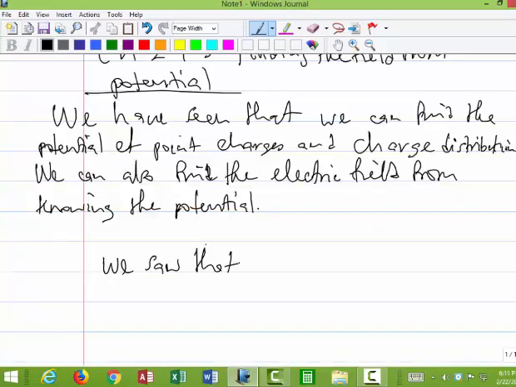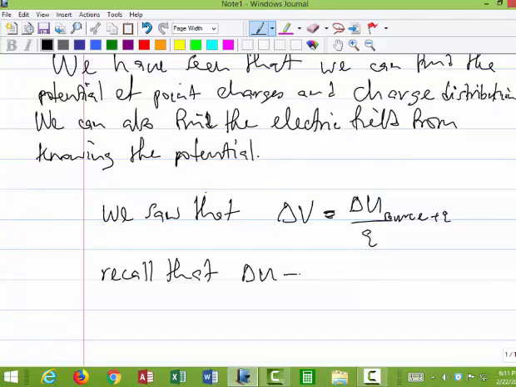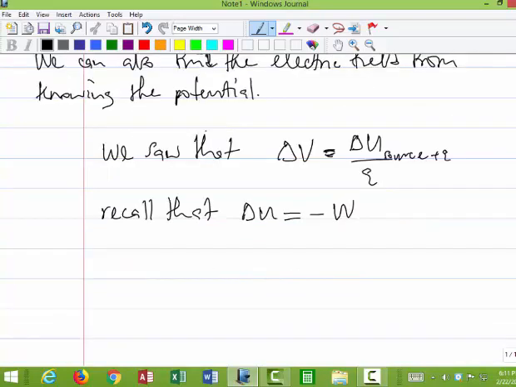So we saw that our potential, delta V, is equal to delta U over Q, where this is a source charge. So it's delta U over Q, where Q will be your test charge in this case. And we know that delta U is equal to minus W. So we can say delta V is equal to minus W, and W is equal to E delta x. In your book, you use delta s. So we divide that by Q, and there's a negative sign there.